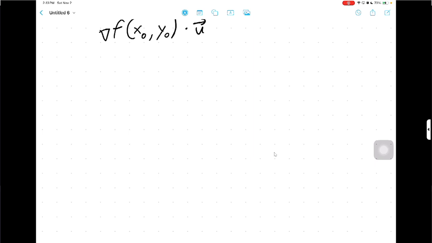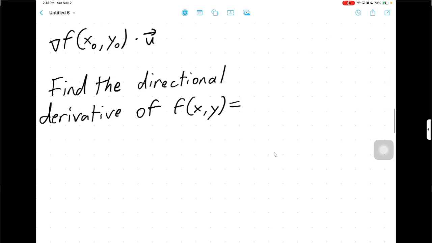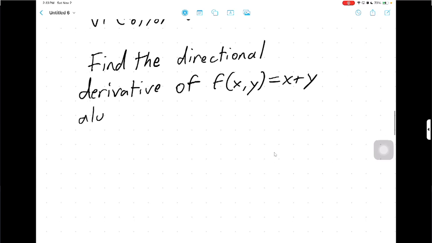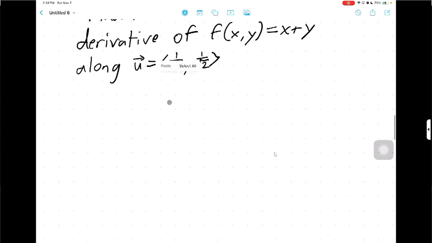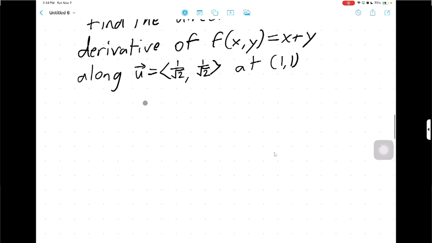So let's just have one example for this, in the interest of time, even though we've got a lot of time. Find the directional derivative of f of x, y along u equal to 1 over root 2, 1 over root 2, at 1, 1. Now I'm just giving a unit vector. On the exam, you might also see just any random vector, like 1, 1. If you get this, you must convert it to a unit vector first.